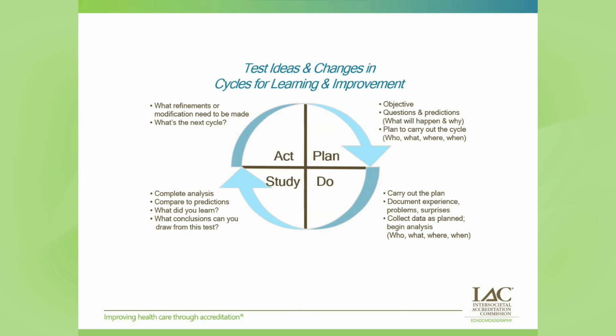Like I said, it could just be something's not mapping over correctly. And then after that, you study or analyze your data and compare to what you had predicted as the outcome. Maybe you didn't predict anything, but you still need to look at your data. So did something unexpected happen? What conclusions can you draw from this test?